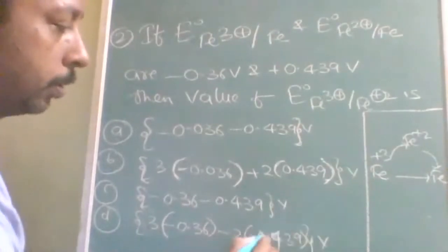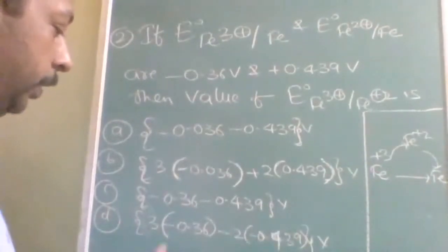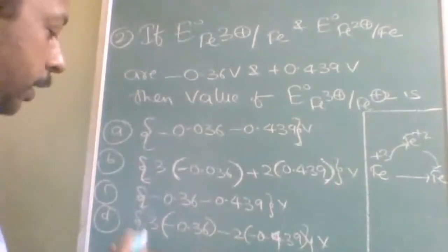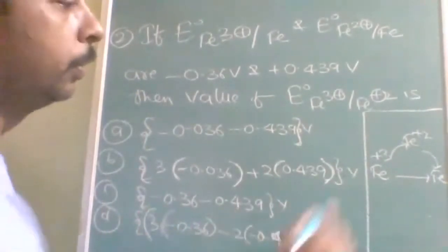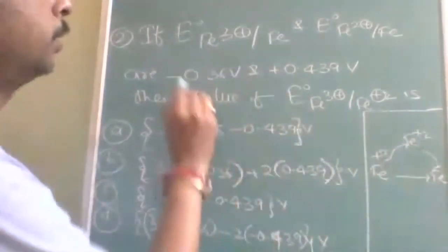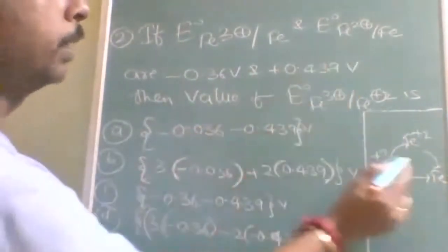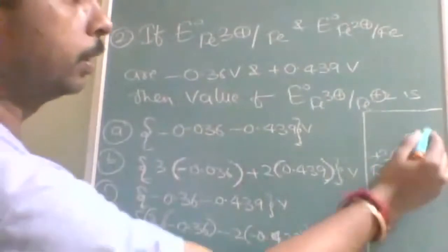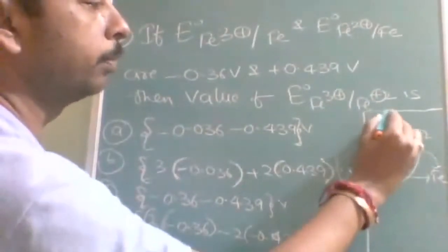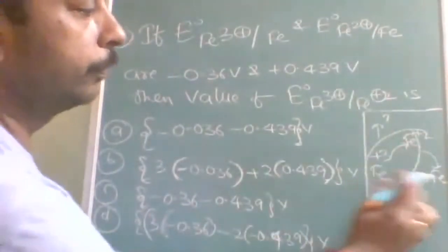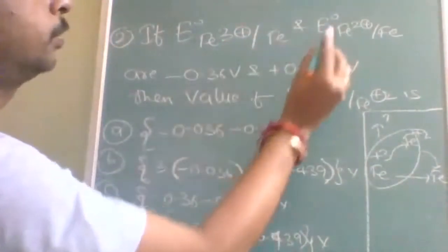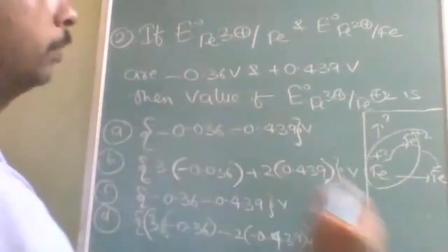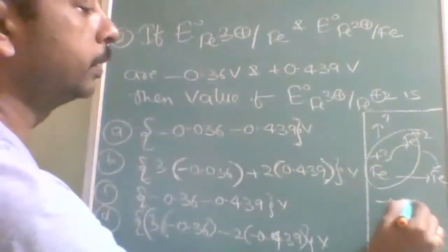So then at that time both will be the correct answer, no? Let us check what the correct answer is. I will tell you. Fe3+ to Fe2+ is what we want, and this value is the question mark. Now, Fe3+ to Fe is equal to minus 0.36.